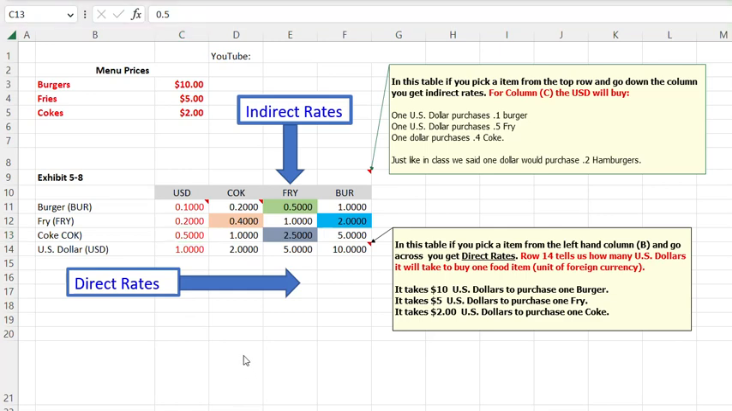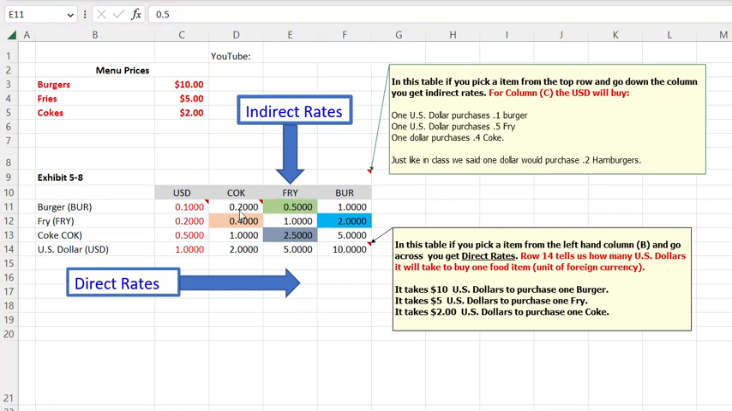Let's consider now cross rates. If we know the US dollar price of burgers, fries, and Cokes, we could figure out the equivalency or cross rate. How much would it cost us in French fries to buy a burger, or how much would a burger cost in terms of French fries? Since burgers are worth $10 and French fries are worth $5, we would expect to be able to exchange one burger for 2 French fries, or we could exchange a French fry for a half of a burger.